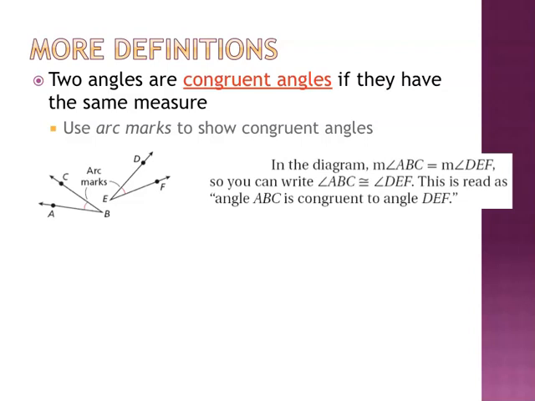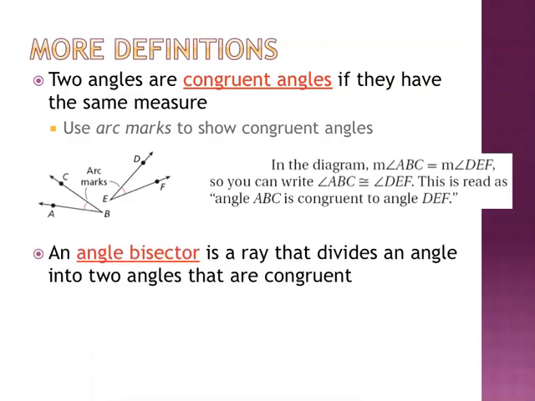Okay, and then we have an angle bisector, and that is a ray that divides an angle into two angles that are congruent. Just like before, last time we talked about a segment bisector, and a segment bisector could be a point, it could be a line, it could be a plane, but as long as it bisected or cut the segment in half, we would call that a segment bisector. So similarly, an angle bisector is a ray that divides an angle into two angles that are congruent. So it divides an angle in half.